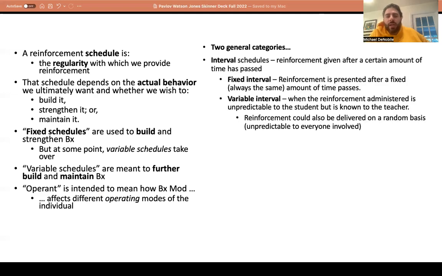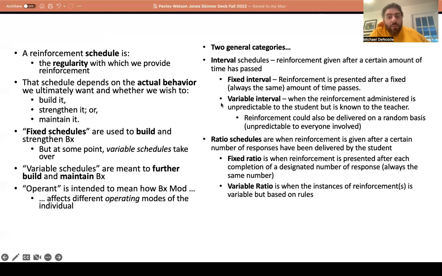So there's two general categories: the interval schedules, where reinforcement is given after a certain amount of time has passed. As we said, there's fixed and variable. Fixed is when reinforcement is presented after a fixed amount of time, and variable is when the reinforcement is administered unpredictably to the student but is known by the teacher. Reinforcement could also be delivered on a random basis, unpredictable to everyone involved.